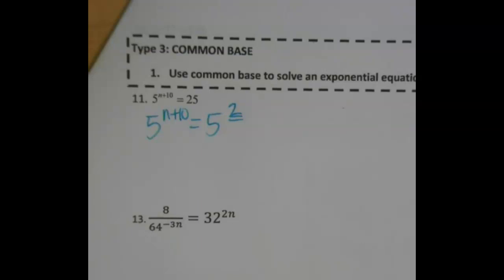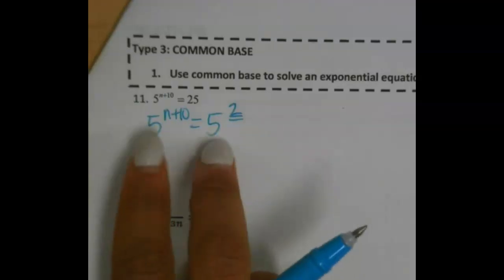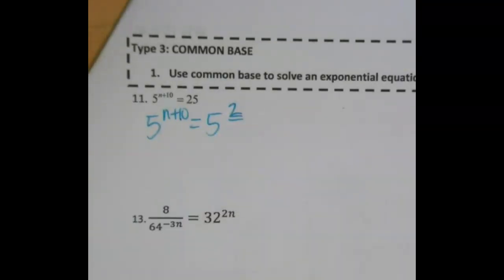Anytime it asks you to use a common base, you want to get both of these bases to be the same. The most common bases you're going to see are 1, 2, 3, 5, sometimes 4, but those are the main ones. 1, 2, 3, and 5, usually. So that's what I would probably start with.